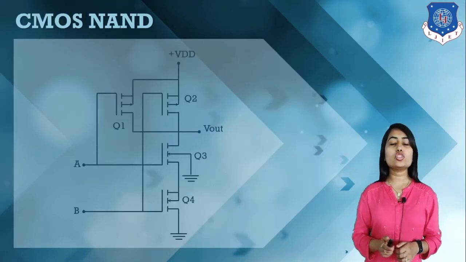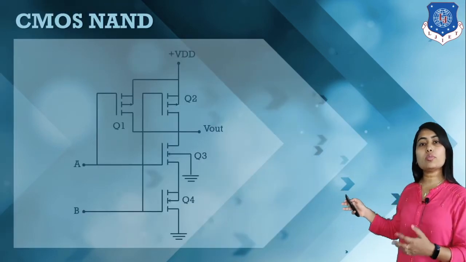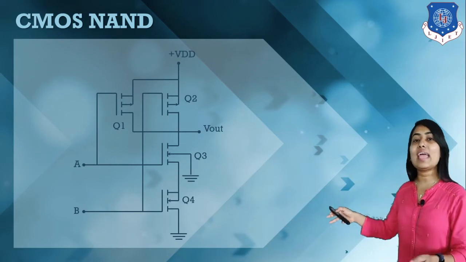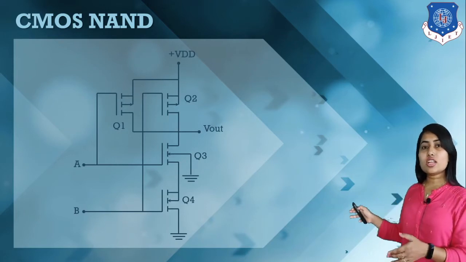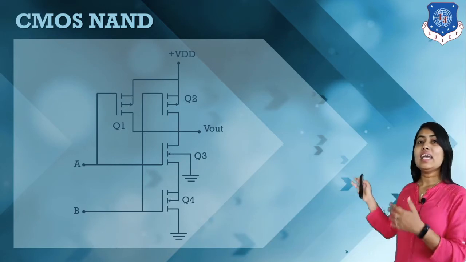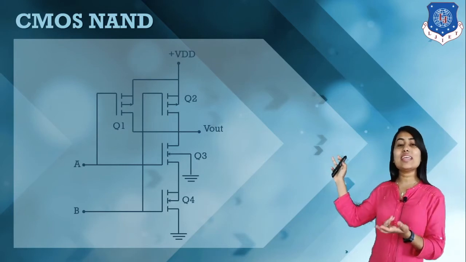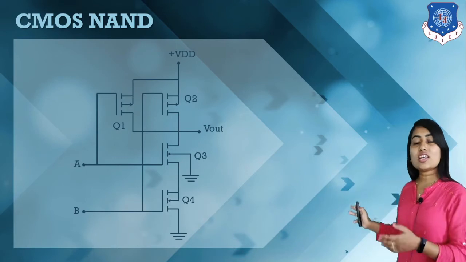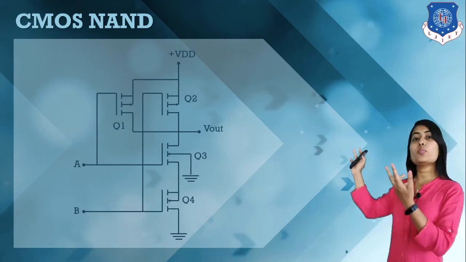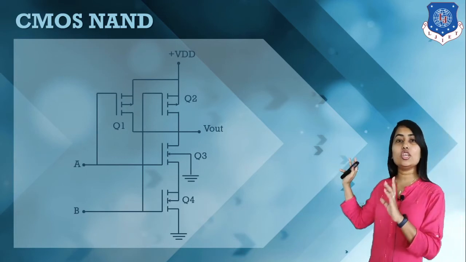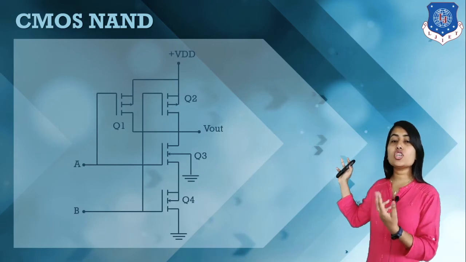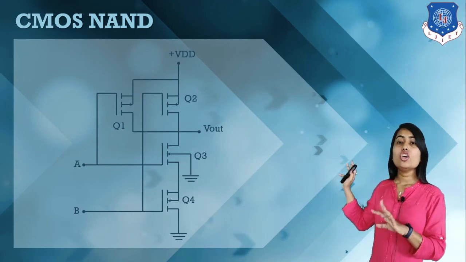Then next we have a CMOS NAND gate. Here we have a 2 input CMOS NAND gate with inputs A and B. The N channel MOSFETs are connected serially, and the P channel MOSFETs for inputs A and B are connected parallelly. So how does this work?